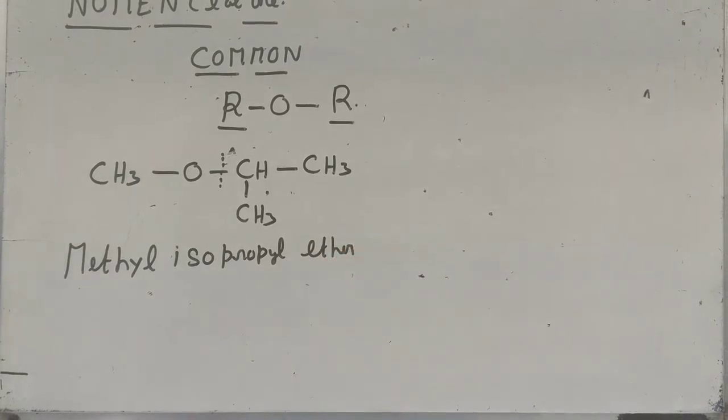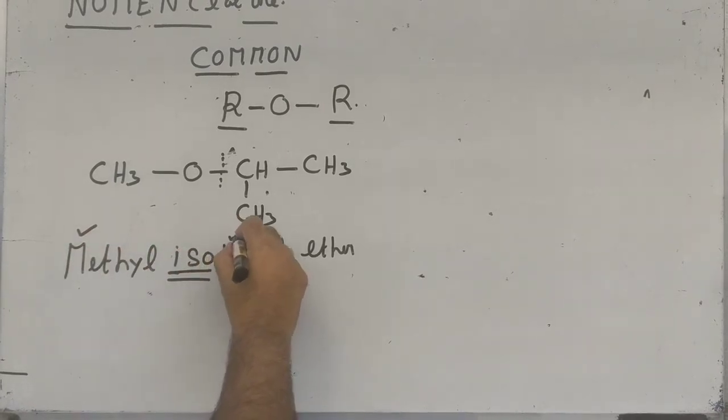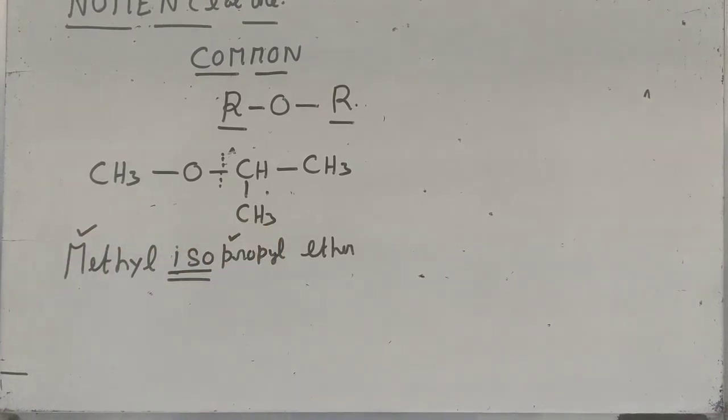Now some people may say that you write isopropyl first because I comes before M, but let me tell you, while we give the common name, we don't consider this word iso. We'll decide from methyl and propyl. So M comes first as compared to P. Its name will be methyl isopropyl ether, the common name.